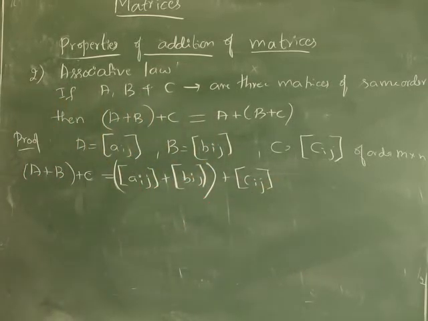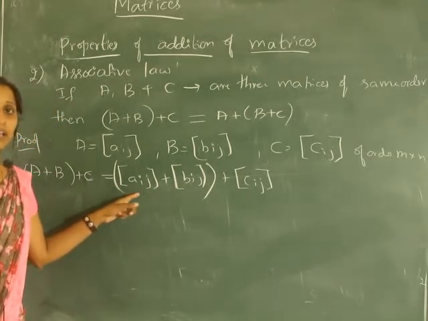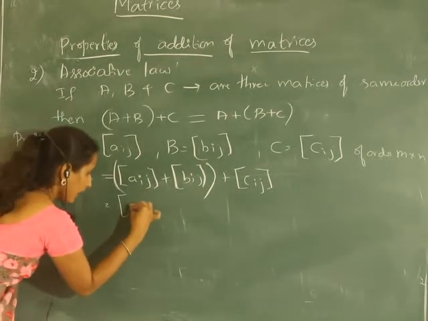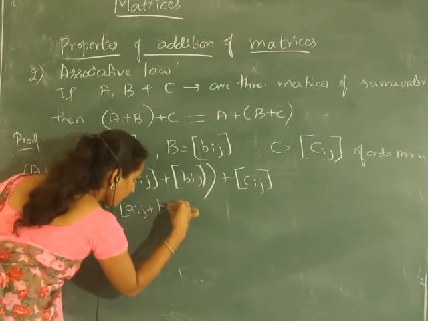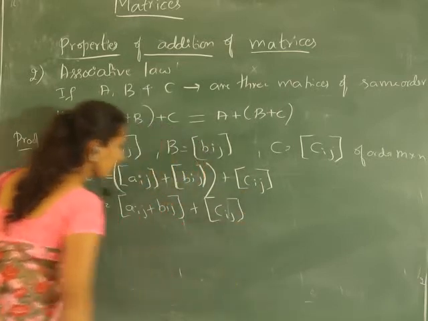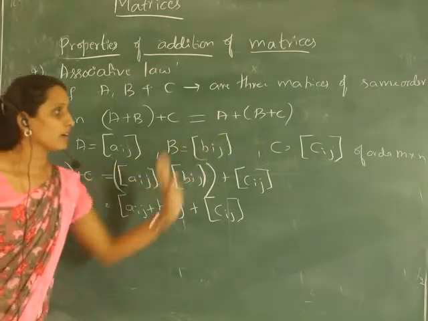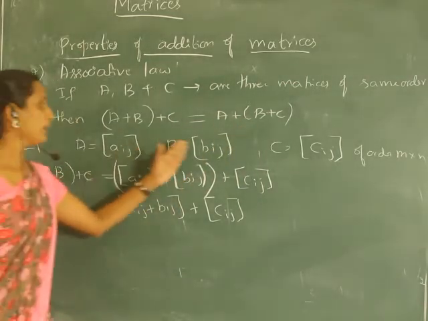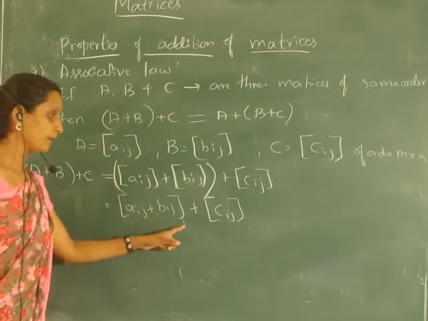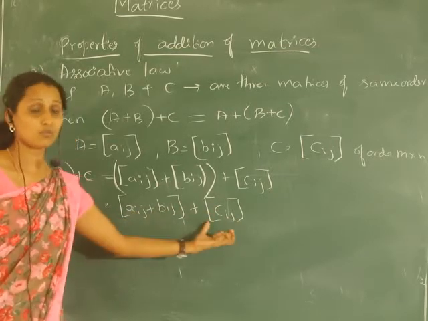First I have to add Aij and Bij. We already know that this is the addition, so this is equal to Aij plus Bij, plus Cij. First we have to add these two. Now these are all of order m by n. So when we add A and B, we get a new matrix of order m by n only. So Aij plus Bij is m by n, and Cij is also m by n. So this is one matrix and this is one more matrix, which means we can add these two matrices also.